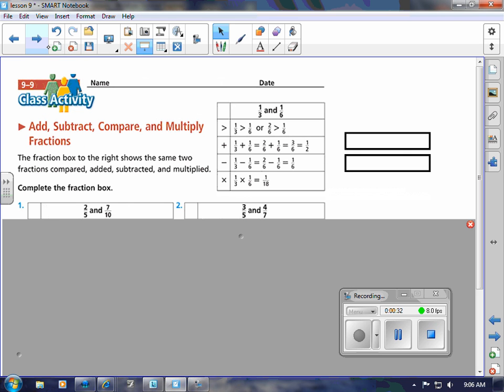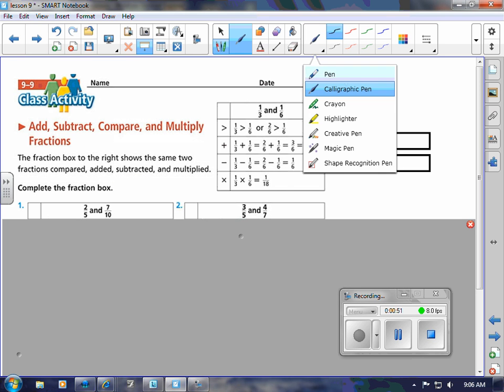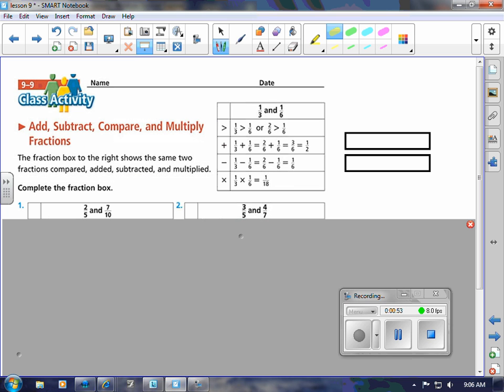Okay, so let's just start with add, subtract, compare, and multiplying fractions. If you look at this fraction box up here to the right, it shows you the same two fractions as they're compared, added, subtracted. So when we look at this, you should notice the first section compares them. When we say compare in math, we're talking about the greater than and less than symbols. When we compare 3/6 to 1/6, you find the common denominator, and that allows you to compare. So that's the strategy to use there.